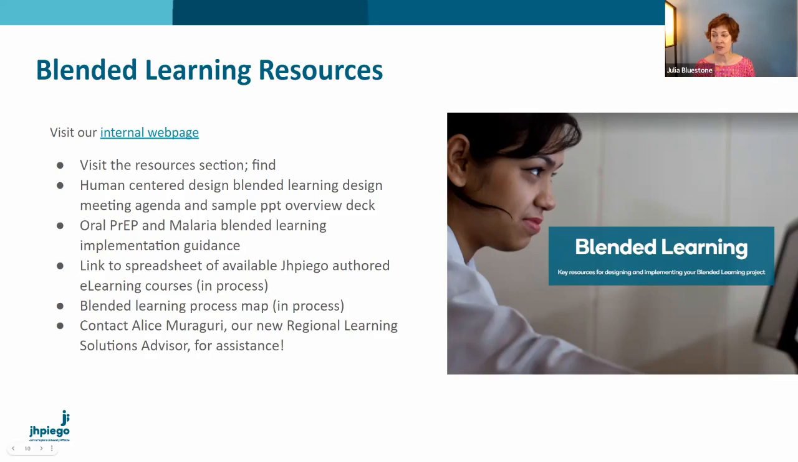We have a link to the available Jhpiego e-learning courses that are all available on the World Continuing Education Alliance platform, which is scaled to over 500,000 health workers around the world. That includes courses on RMNCH, family planning, immunization, nutrition, you name it. There's about 25 USAID-authored courses. And then Alice is working on a more detailed blended learning process map. So we have more resources, but I wanted to highlight those are some of the new resources that are available.